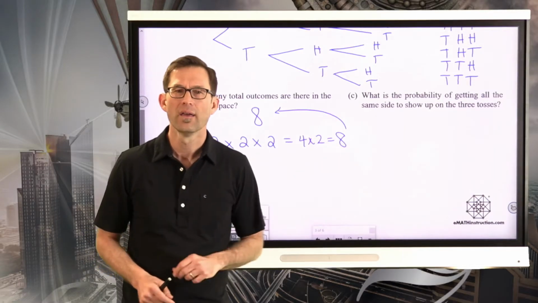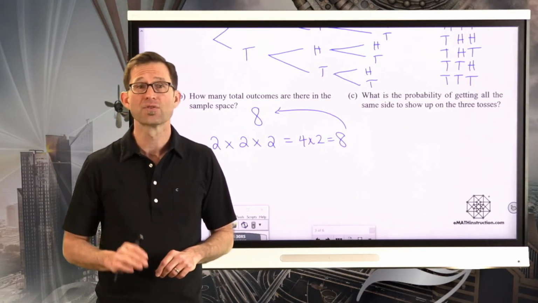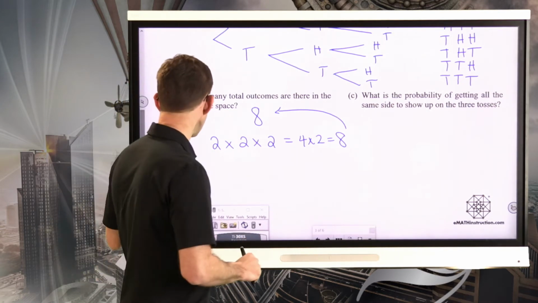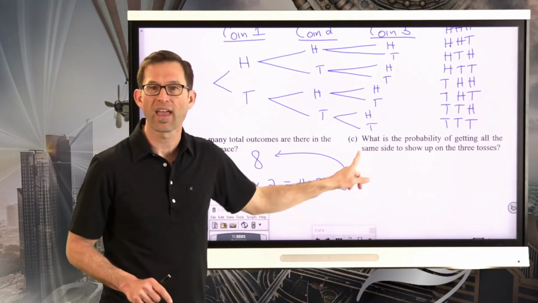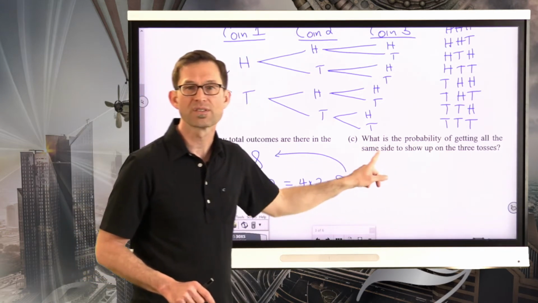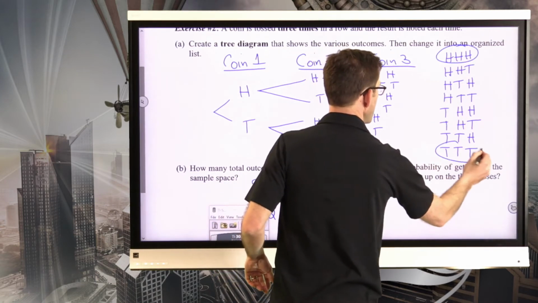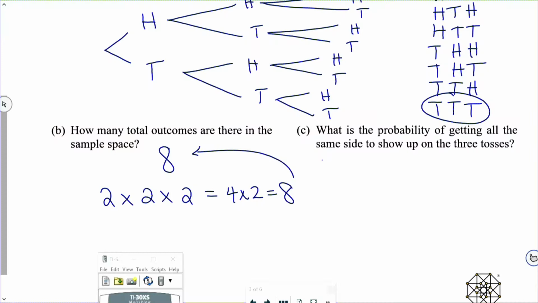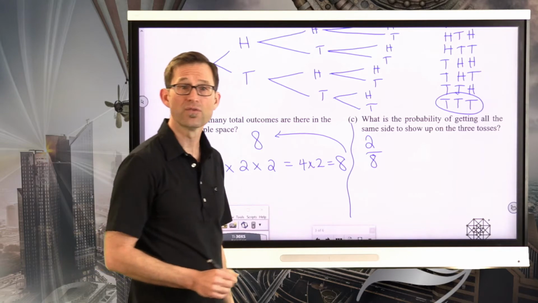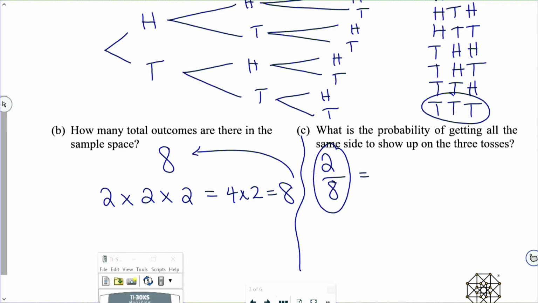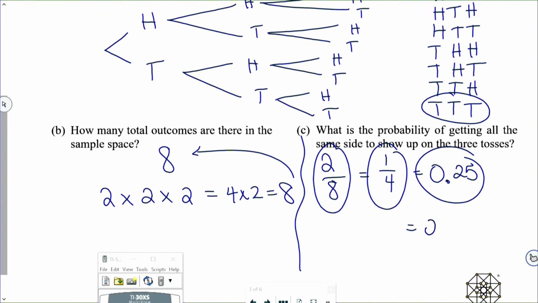All the same side, meaning either that I've got 3 heads showing or 3 tails showing. Well, how many events show up into the category of all the same side? Well, this one up here, this one down here. So that looks like it's going to be 2 out of 8. So that's a good probability, 2/8. If you really wanted to, you could reduce it down to 1/4. If you wanted to change it into a decimal, you could. 0.25 or 25%.